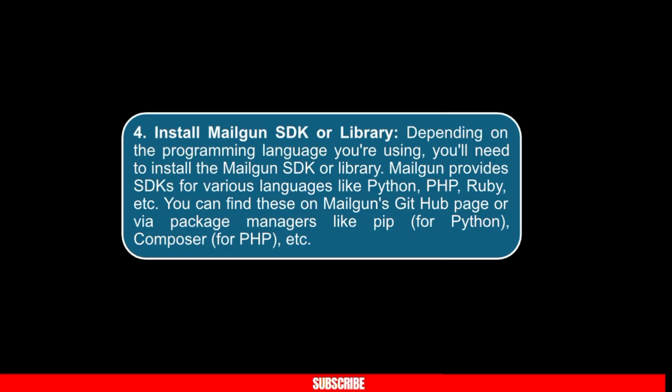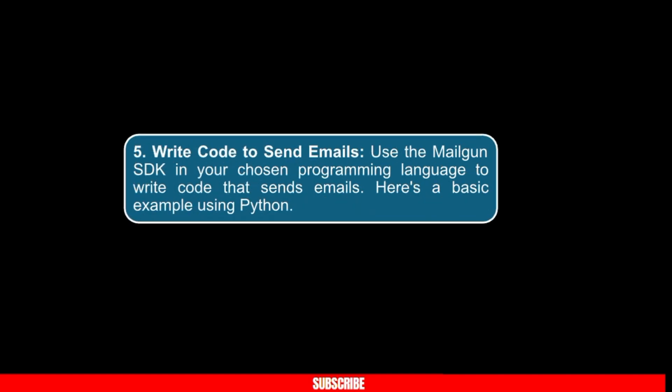Number 4, install Mailgun SDK or library. Depending on the programming language you are using, you will need to install the Mailgun SDK or library. Mailgun provides SDKs for various languages like Python, PHP, Ruby, etc. You can find these on Mailgun's GitHub page or via package managers like pip for Python and Composer for PHP.